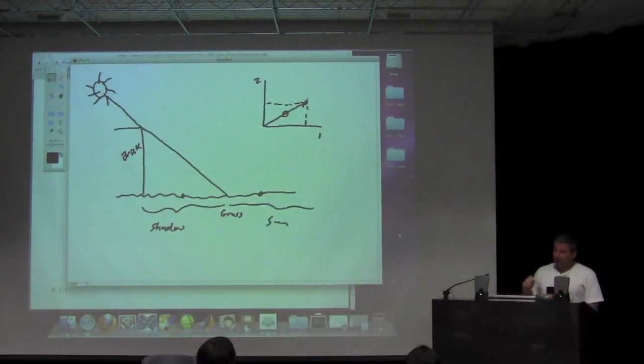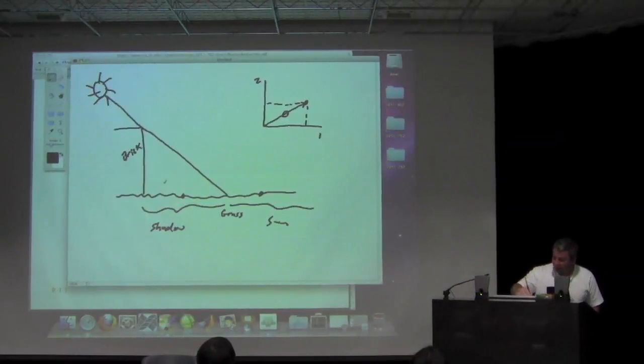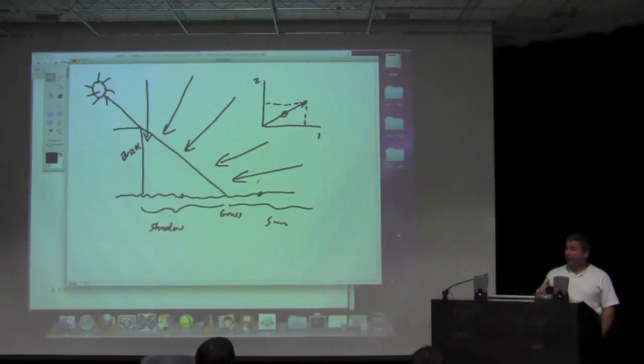Now let me ask you a question. As you start to get closer and closer to this brick building over here, what happens? Scatter from the building. What's that going to cause? Now inside the shadow area you have skylight coming down and illuminating that area. It's going to have a certain color to it. That color, that source power distribution, is going to be different than the source power distribution from the sun.